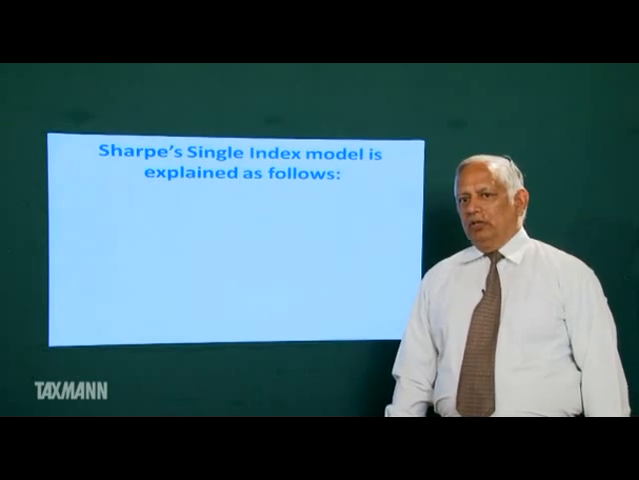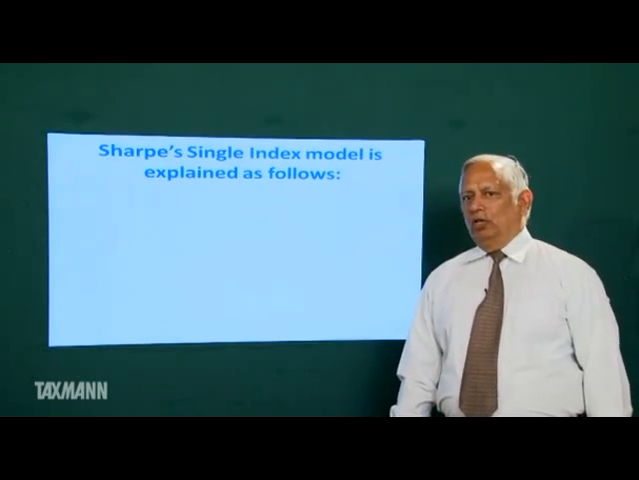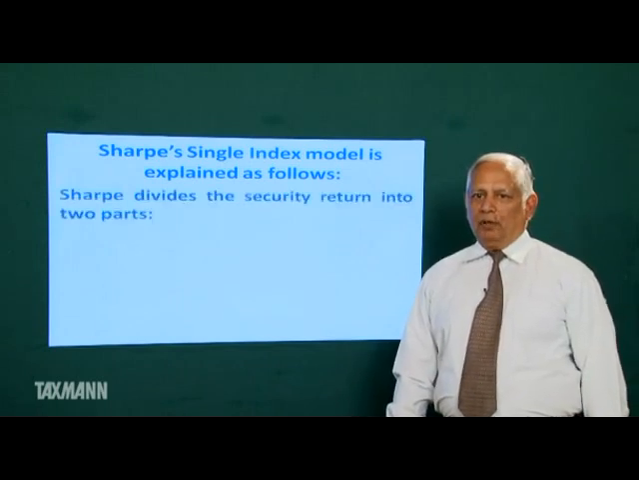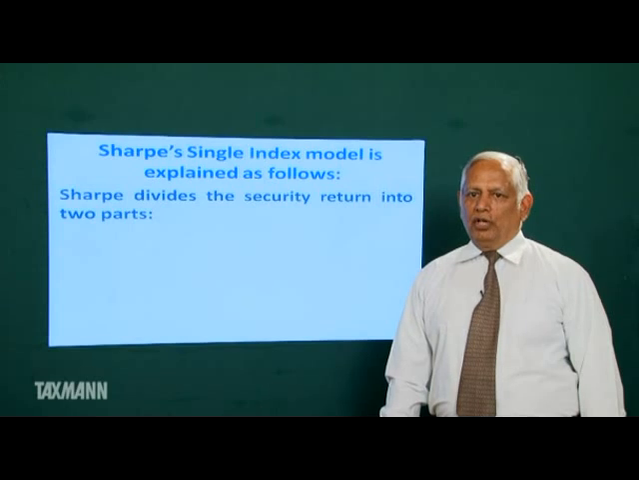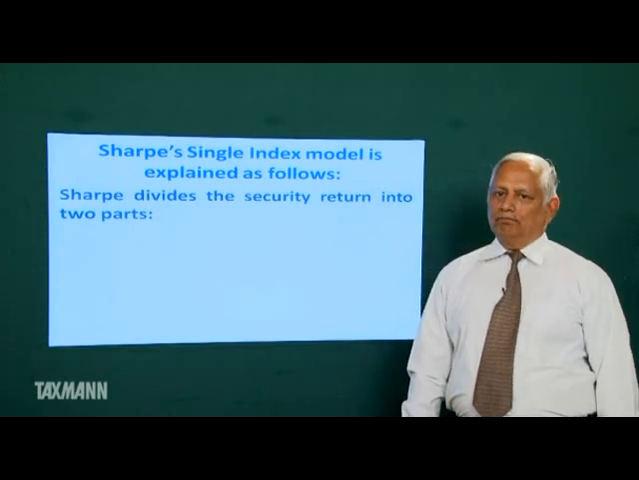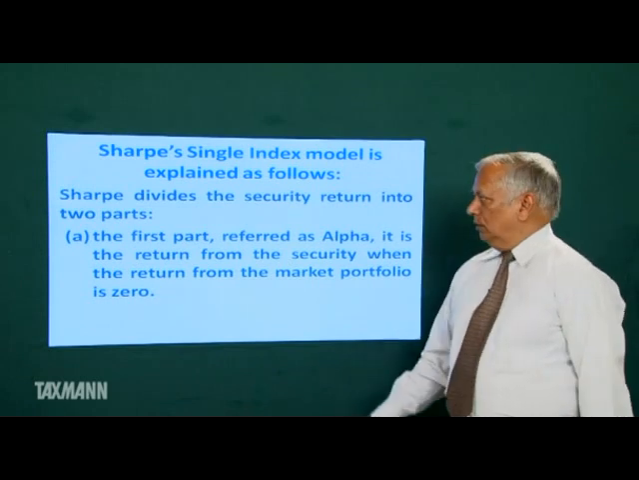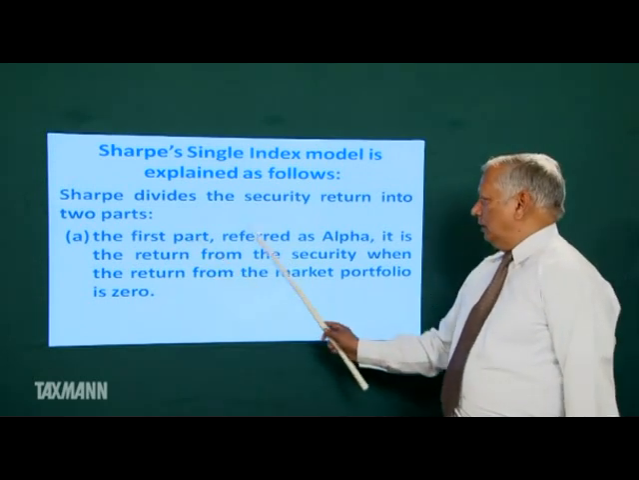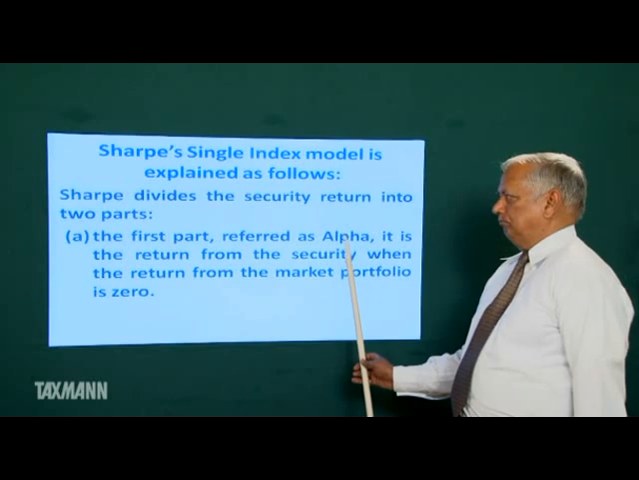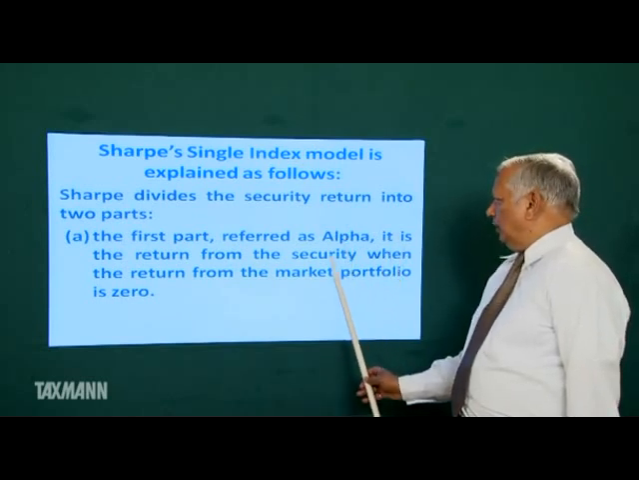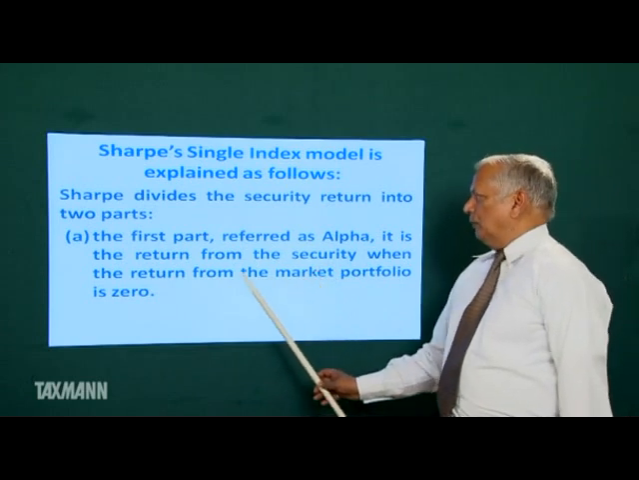Sharpe's single index model is explained as follows. Sharpe divides the security return into two parts. The first part, referred to as alpha, is return from the security when return from market portfolio is 0.